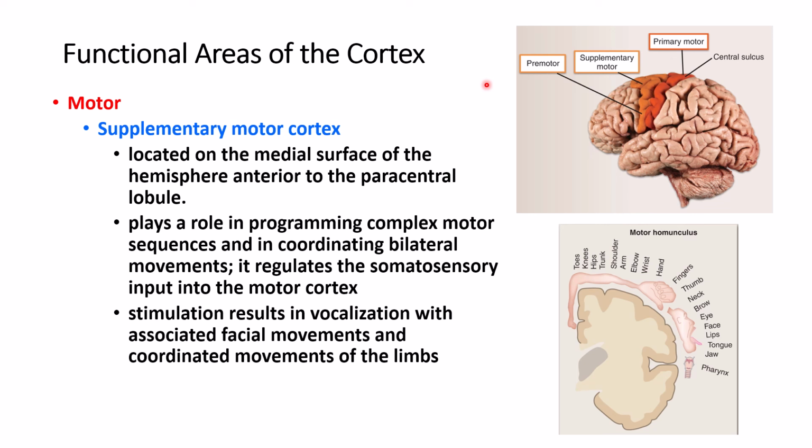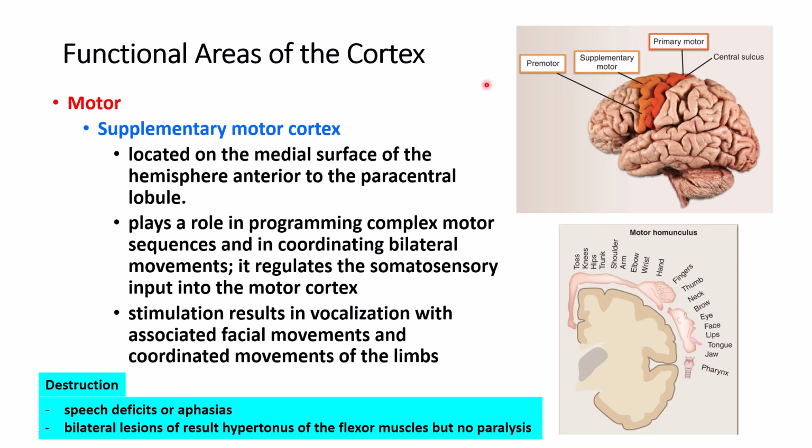So these are higher complex movements, and they are usually bilateral. It's important for vocalization, for facial expression, and for the movements of the limbs. If there is any damage in this area, then you can get aphasia, a problem with speech, and you can also get an increase in the tone of the flexor muscles, but not paralysis.